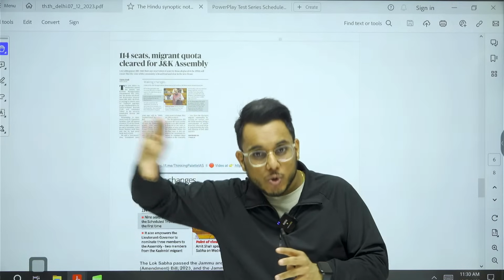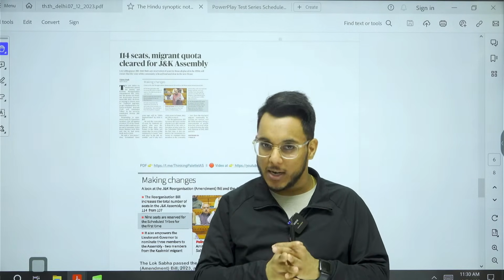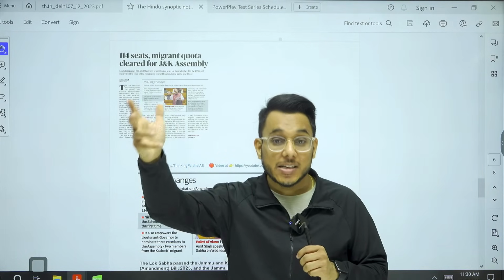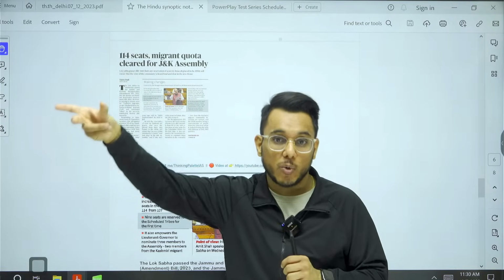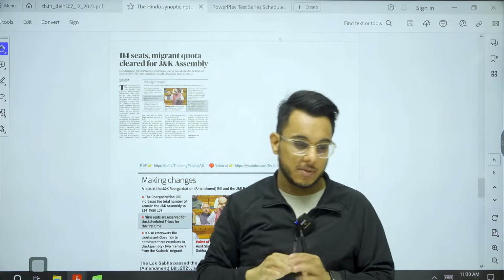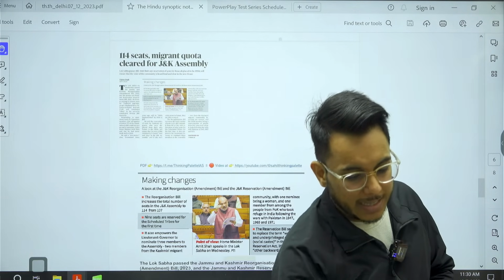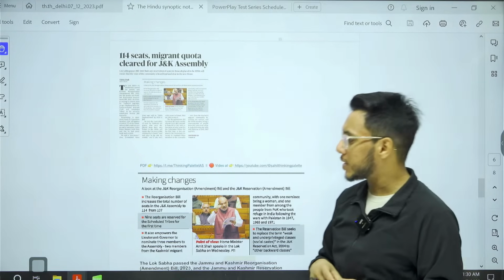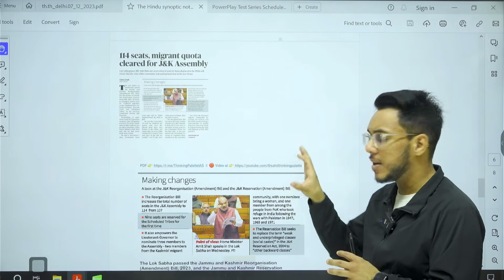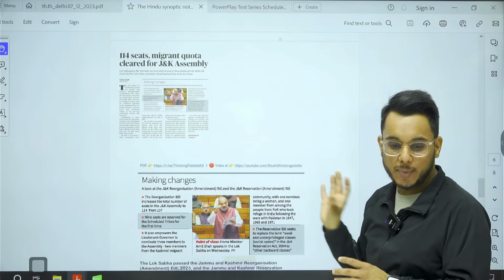And this matter is sub judice. As this matter was going on in the Supreme Court, the government has passed two bills with respect to Jammu and Kashmir. And opposition members are saying that it is wrong to pass these bills when the status of Jammu and Kashmir is being seen in the Supreme Court. It is sub judice. That is one political controversy. However, we will not go into too much detail on the political controversy. We need to see what the brief provisions of this Jammu and Kashmir Reorganization Act and Jammu and Kashmir Reservation Act are.